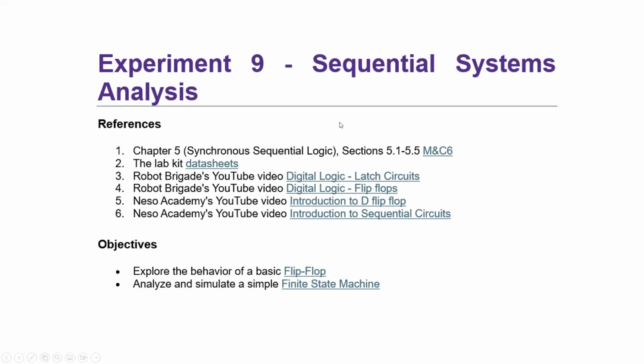In this lab, we're going to work on sequential circuits. This is the objective of this lab. Number 1, explore the behavior of a basic JK flip-flop. The second one is that you need to implement a simple finite state machine, or clocked circuit. This is the same name for synchronous sequential circuits.